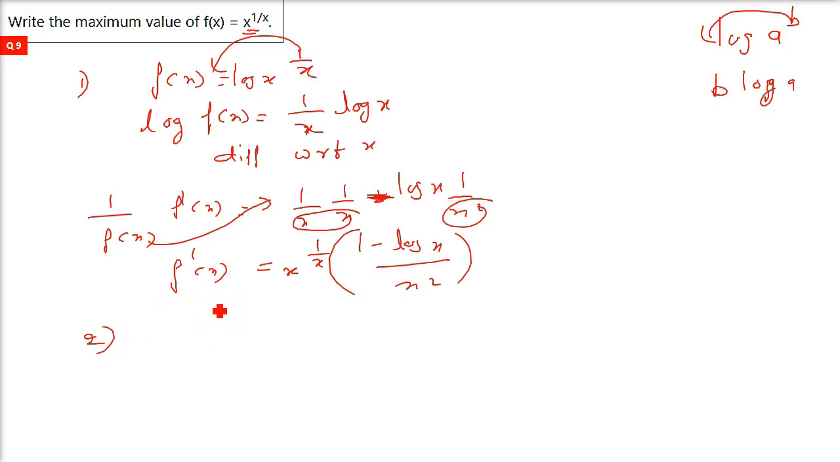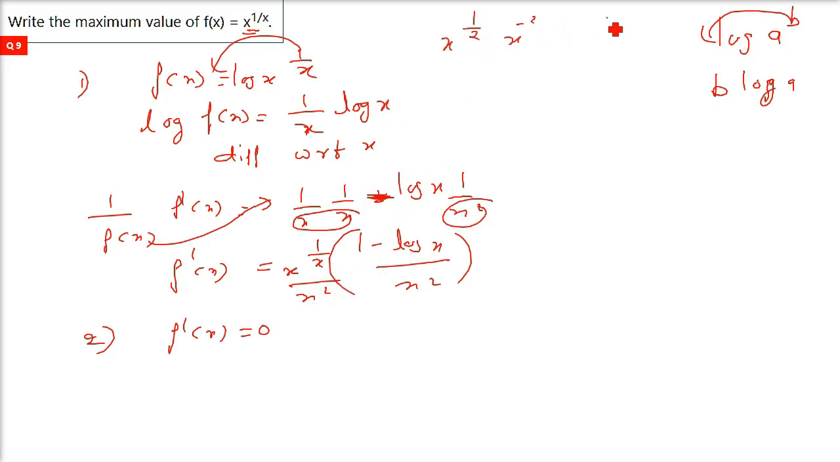In order to find out the minimum and maximum, you have to equate this to 0. That is f dash x equals to 0. When you equate it to 0, what do you get? x raised 1 by x into 1 minus log x by x square equals to 0. See, x raised 1 by x by x square cannot be 0, because if it is 0, then there is no point in finding out the minimum value, maximum value.